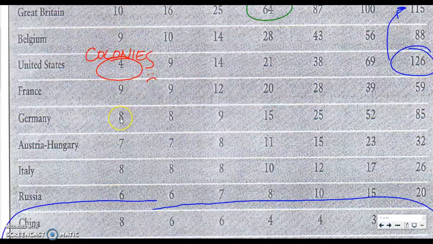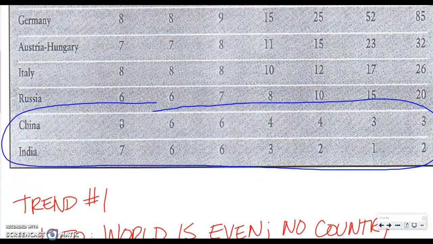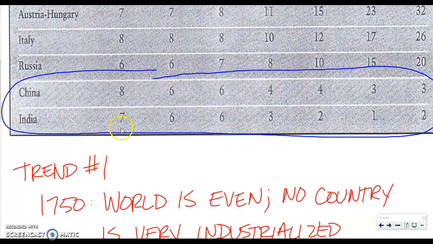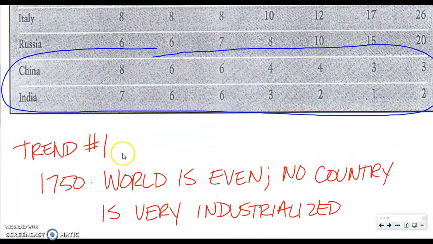But other than that, when we look at the level of industrialization for that year, we see that there isn't a whole lot of discrepancy, right? So our first trend, trend number one, that I want you to write down in your notes is that in 1750, the world is very even. No one country is very industrialized. So again, on your loose leaf, you're writing down these three trends that we're going to be looking at in these notes. Trend number one, the world is even. No country is very industrialized.